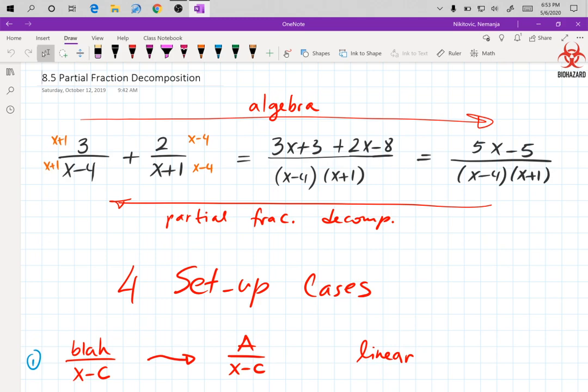partial fraction decomposition, that's your 7.3 optional. And let's go and take a look at what it is.